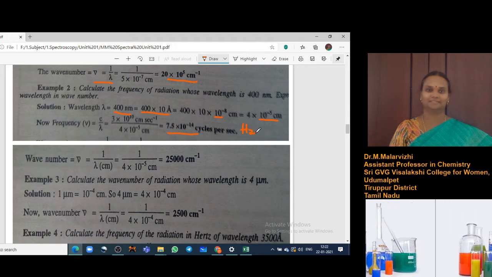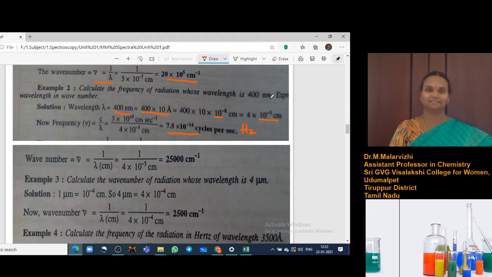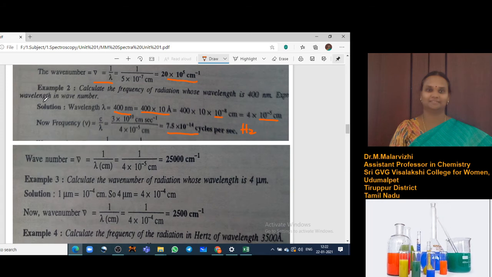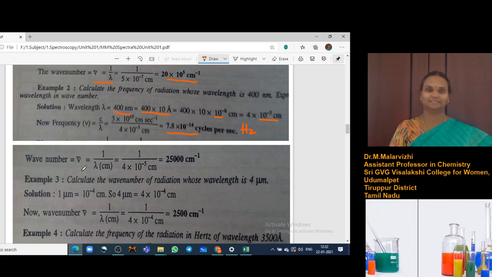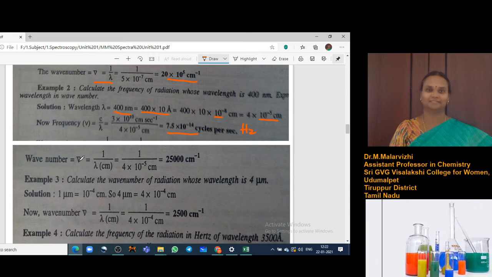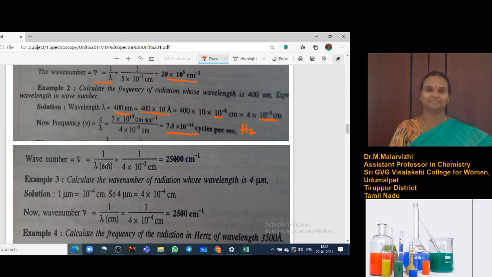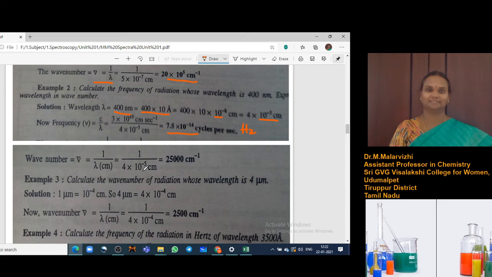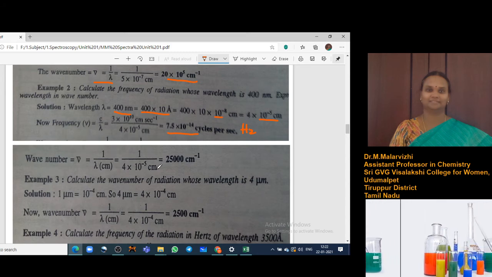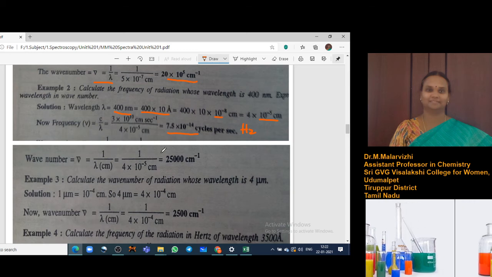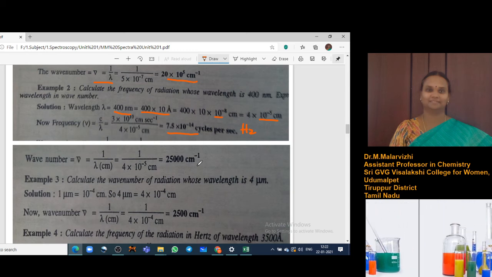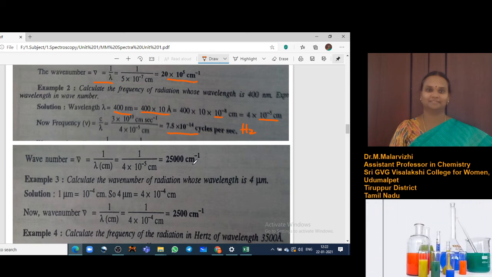Okay, number 2. The question number 2 there is: express the wavelength in wave number. So they are also asking wave number. We know very well the relation nu bar equal to 1 by lambda. So just 1 divided by 4 into 10 power minus 5 centimeter. When you solve this you get 25,000 centimeter inverse.